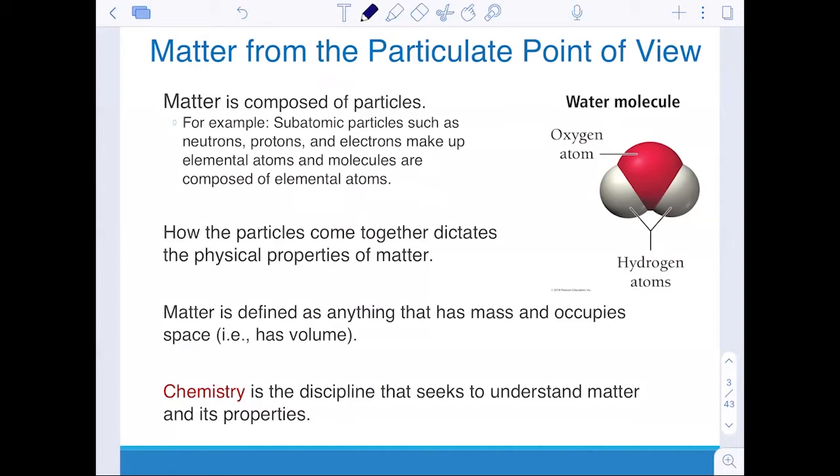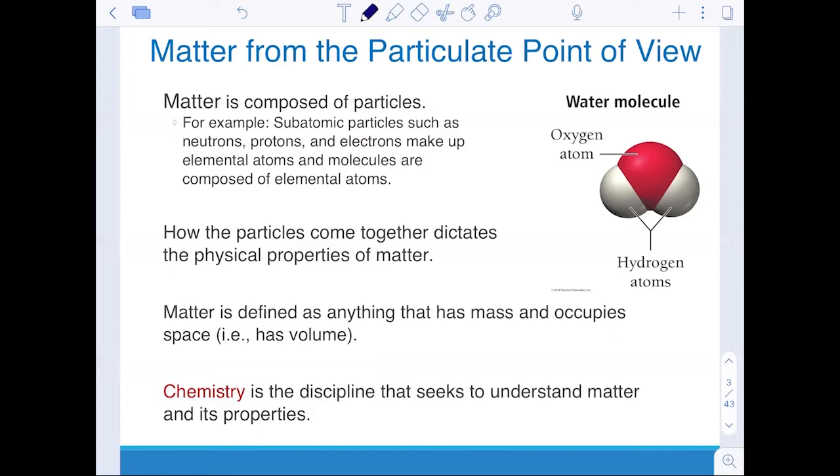And so looking at it from the particulate point of view, matter is composed of particles. Neutrons, protons, electrons, that's what we're going to see in this chapter. How did we discover them? It's very exciting to think about where we've come from. In the past 100 years, we've learned so much in chemistry. And so that's where we are going to start our story, our history really of chemistry.